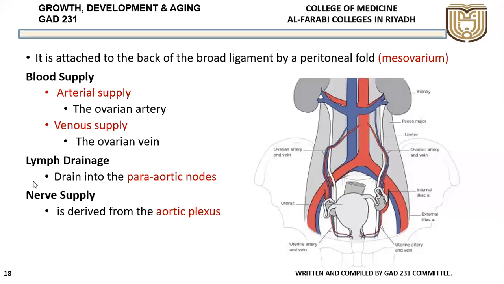Coming to the lymphatic drainage, it is similar to that of the testis again, the para-aortic group of lymph nodes. So if you know the testis, you know the ovary. If you know the ovary, you know the testis. Nerve supply is also similar, derived from the aortic plexus.